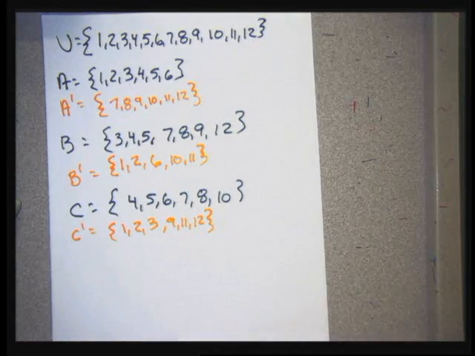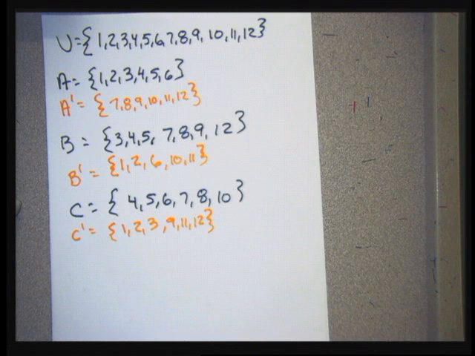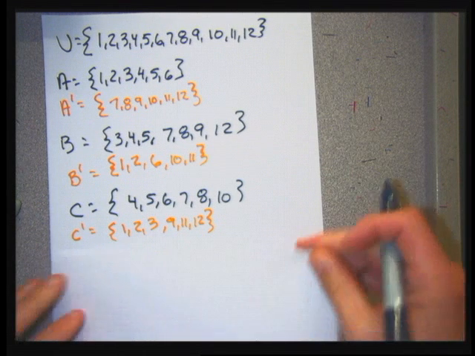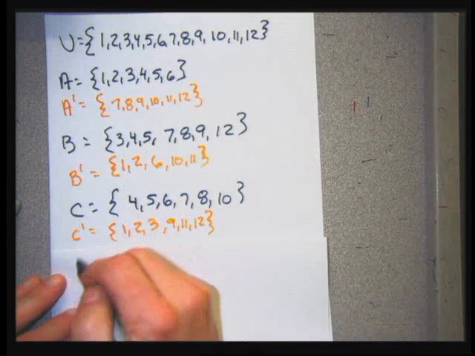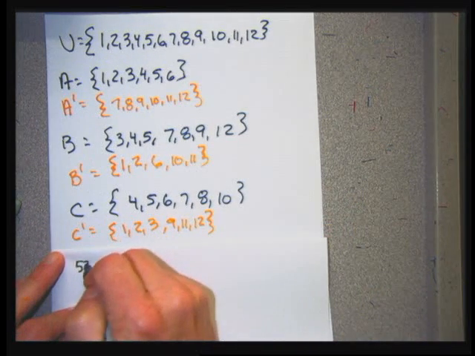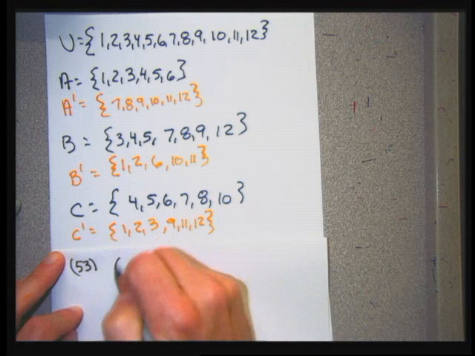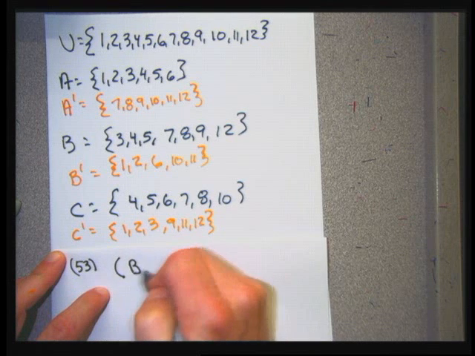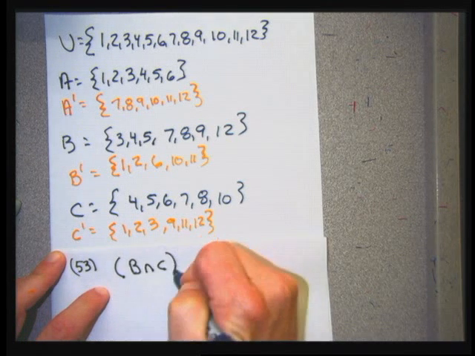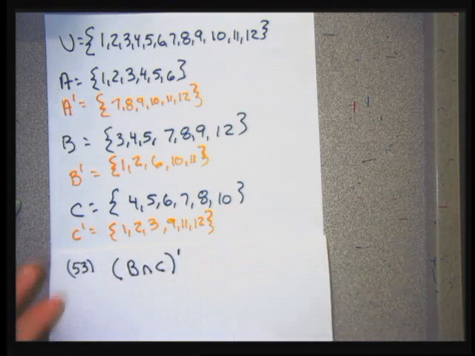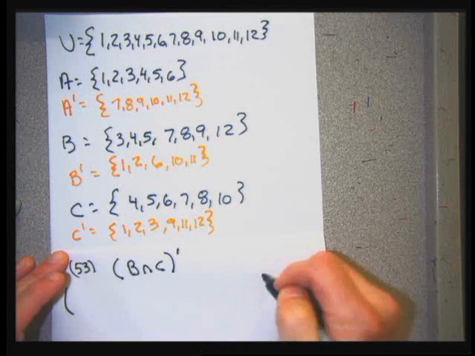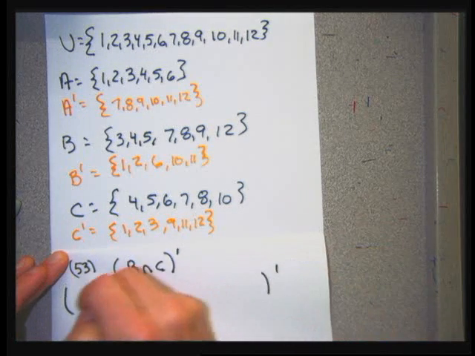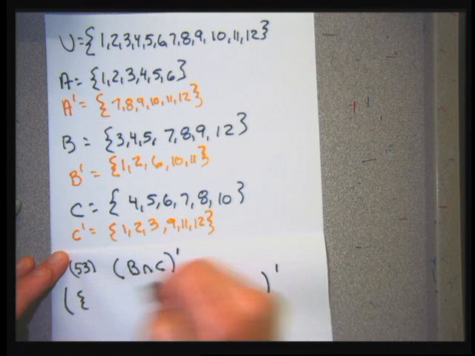The next problem is a bit harder because it has a parentheses, and the parentheses makes it so I'm going to take 2 steps to get to the answer. Problem 53, the author wants us to find B intersection C and then find the complement of that. So what I'm going to do is work the inside of the parentheses.